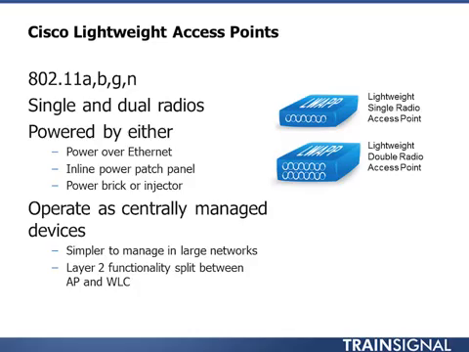From a radio perspective, a lightweight access point supports all the same capabilities as an autonomous mode access point. So depending on what product you bought, it would have an A, B, G, or N radio. It could be a single or a dual band radio, and it would be powered in the same way, i.e. you'd power it locally with a power brick or power injector, or you'd run power through the Ethernet cable.